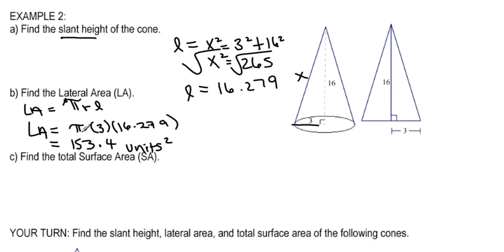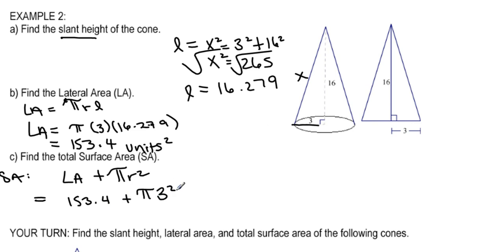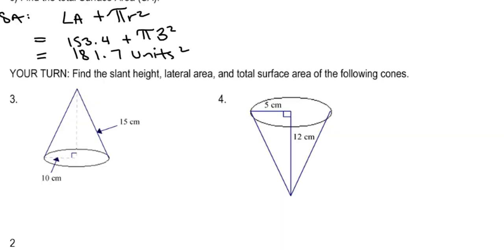The total surface area is to take the lateral area and add to it pi r squared. It'll give us the total surface area. The lateral area we found was 153.4, so we're going to add to it pi r squared, so pi times 3 squared, which is pi times 9. And rounding to the nearest tenths place, I get 181.7 units squared.